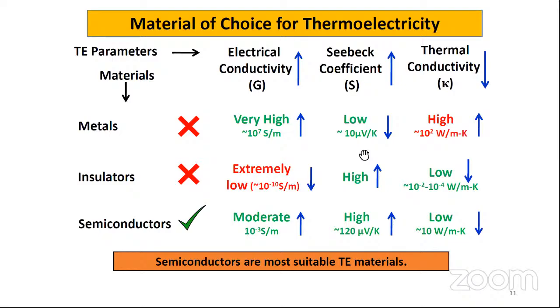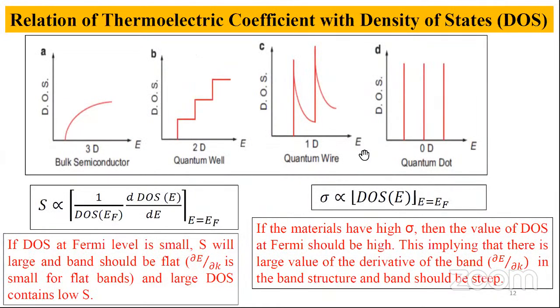Now we will discuss the relation of thermoelectric coefficients, such as Seebeck coefficient and electrical conductivity, with the density of states. Everyone knows that the density of states gives the number of allowed electron and hole states per volume at a given energy.